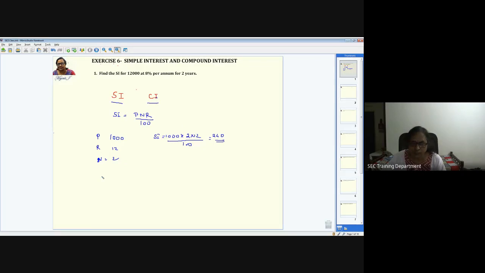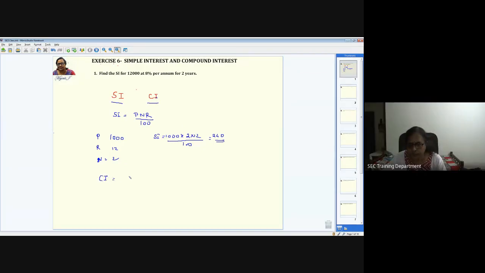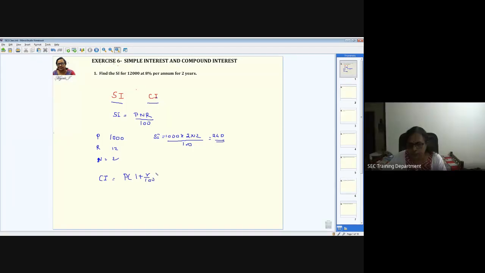And what is the compound interest formula? What is the formula for compound interest? P into (1 plus R by 100) to the power N, minus P. Because when you consider compound interest, we calculate along with the principal. So if you want only the interest, then you have to subtract the principal from that. N is for the period, R is for the rate of interest, and P is the principal. So this is the basic formula, and based on this, you're going to do it.